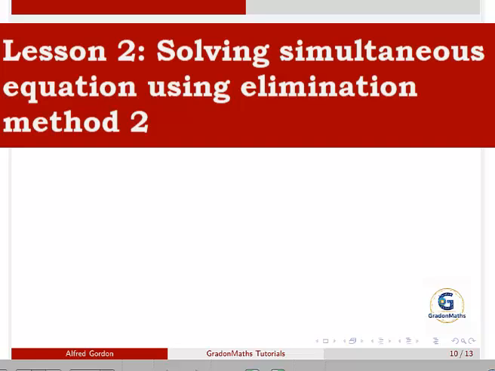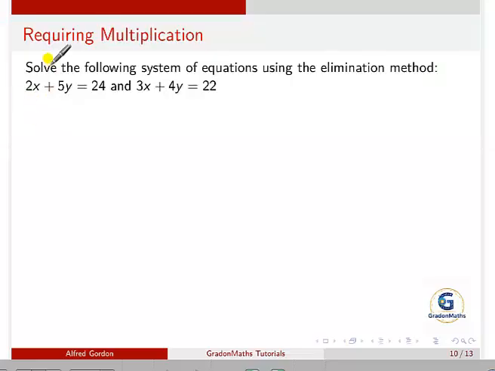In today's video, we shall be solving simultaneous equations that will require multiplication. For example, we are to solve the system of equations using the elimination method. For this system, we have 2x plus 5y is equal to 24, and 3x plus 4y is equal to 22.